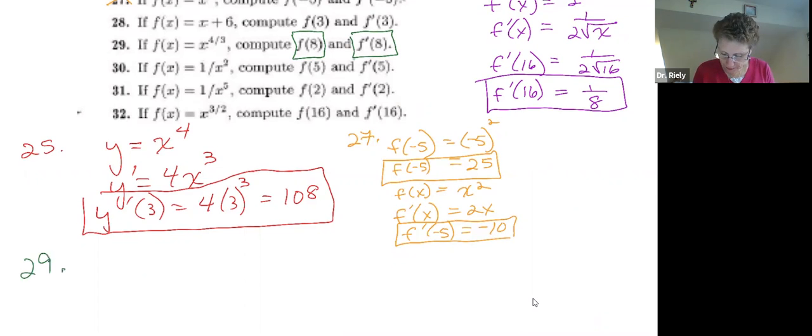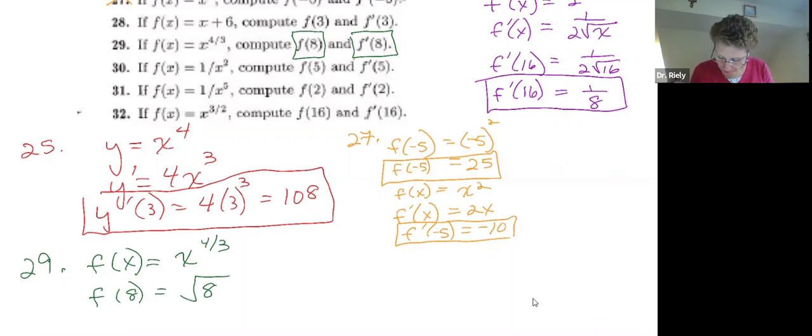Okay, so here comes 29. So my f of x equals x to the 4/3. So let's go ahead and we'll evaluate this first. So I want to do f of 8. Okay, how am I going to do this? I don't want to grab my calculator right now. So I'm going to take the cube root first, then I'm going to raise it to the 4th power. The cube root of 8 is just 2. So what is 2 to the 4th? If you think about 2 to the 4th, that should be 16, right? Because 2 times 2 is 4, and then 4 times 4 is 16. So this is just 16, and look, I didn't have to use a calculator at all.